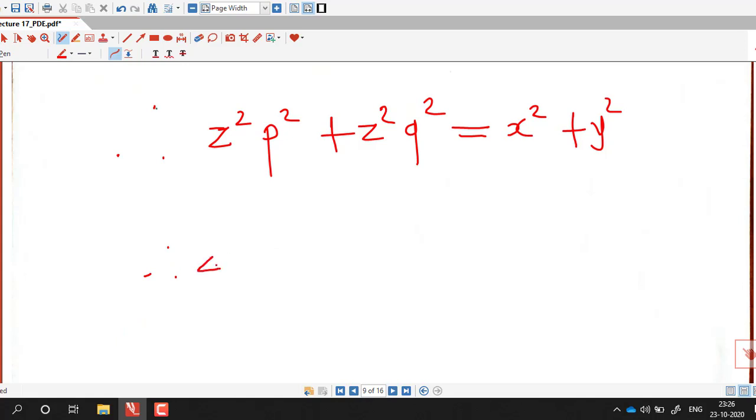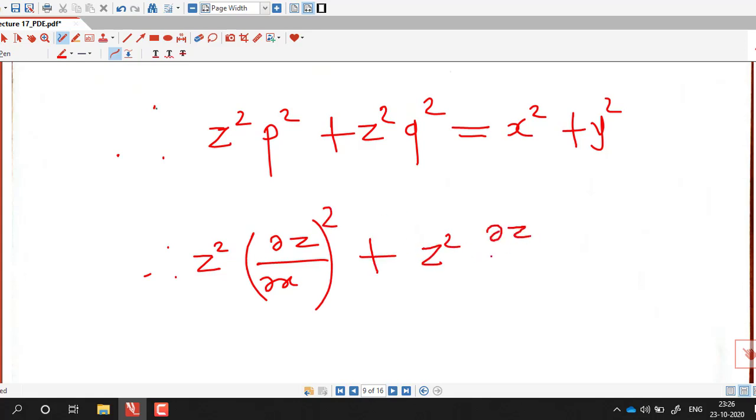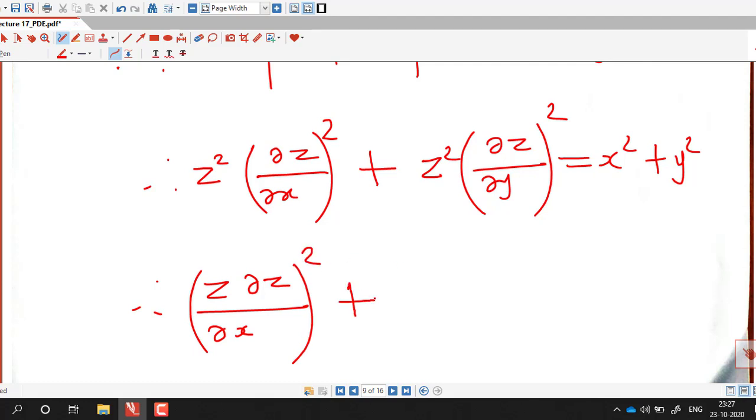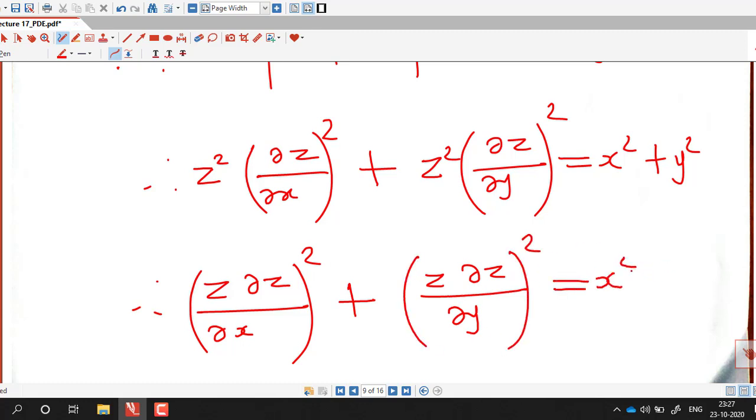Now p square is nothing but square of del z by del x. Similarly, z square times del z by del y whole square equals x square plus y square. This I can again rewrite as z del z over del x whole square plus z del z over del y whole square equals x square plus y square.